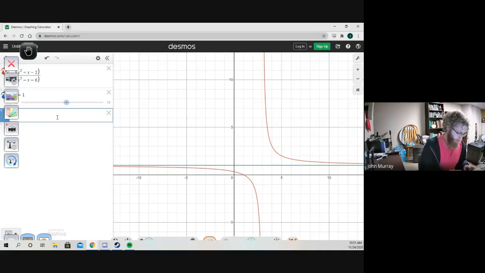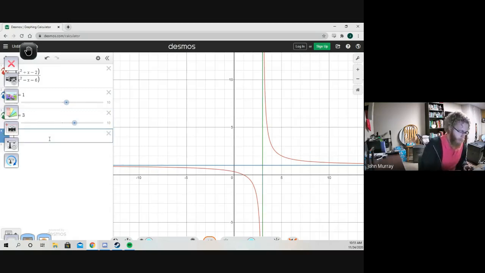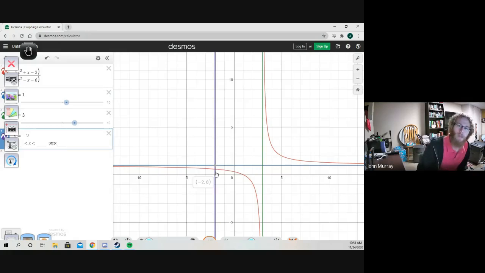I have x equals 3. That was my 1. Okay, that matches up. But then I also have x equals -2. There we encounter a slight issue. Here I have a vertical asymptote, but my graph doesn't behave like there is an asymptote there. It passes right through it.